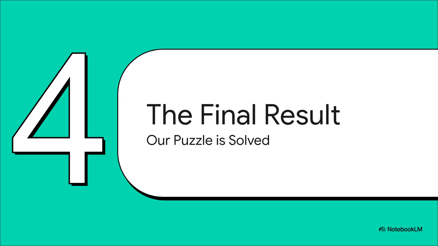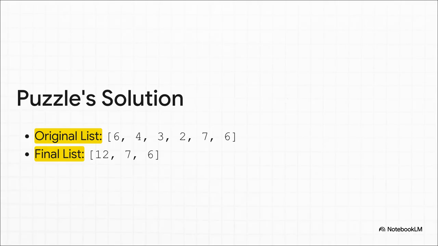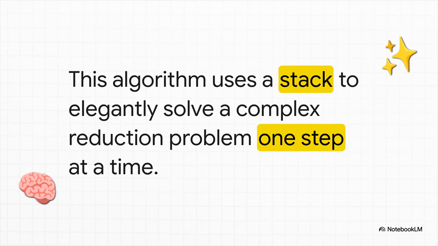So after all that work, what is the final, simplified version of our original puzzle? Well, our final answer is simply whatever is left on the stack. The original list, 6, 4, 3, 2, 7, 6, has been completely simplified down to 12, 7, 6. Those first 4 numbers all collapsed into a single value. Pretty cool, right? So what's the big takeaway here?